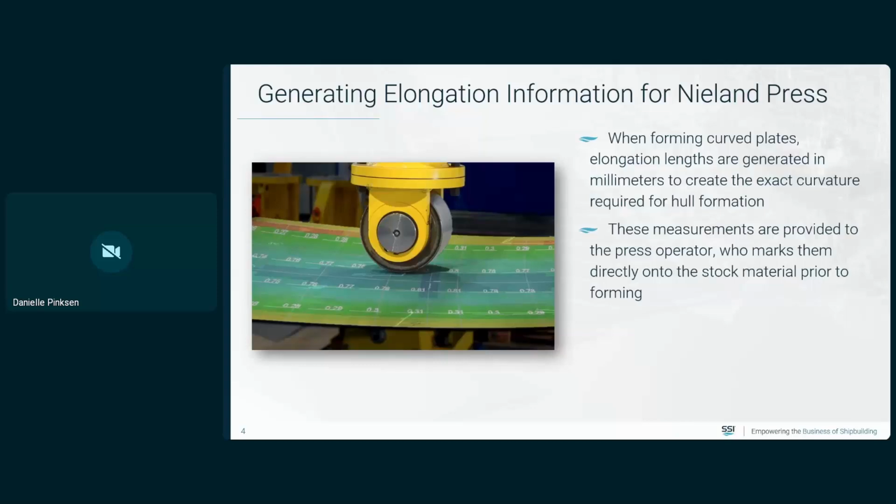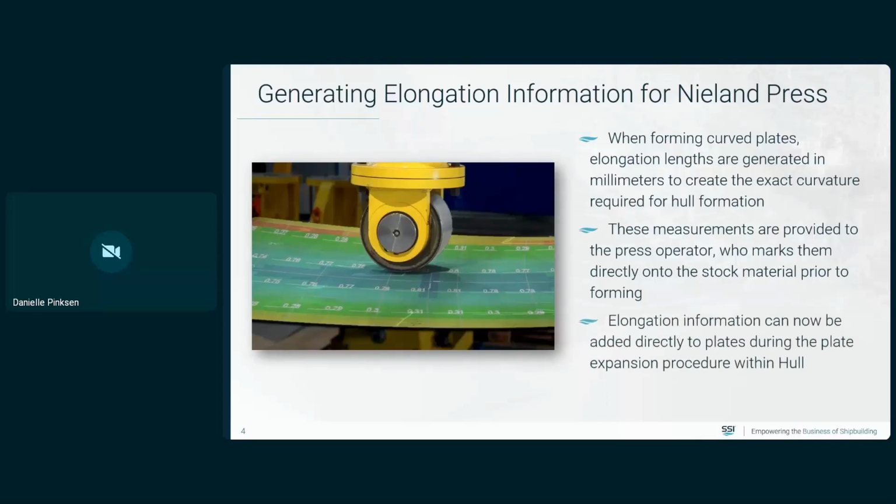These measurements are provided to the press operator who marks them directly onto the stock material prior to forming. And with the 2025 ShipConstructor release, elongation information can now be added automatically to plates during the plate expansion procedure within Hull, eliminating any need for manual effort and ensuring calculation accuracy, which is the important part. This also speeds up the process overall, since it can now be done with the click of a button within ShipConstructor. Requires very little thinking.